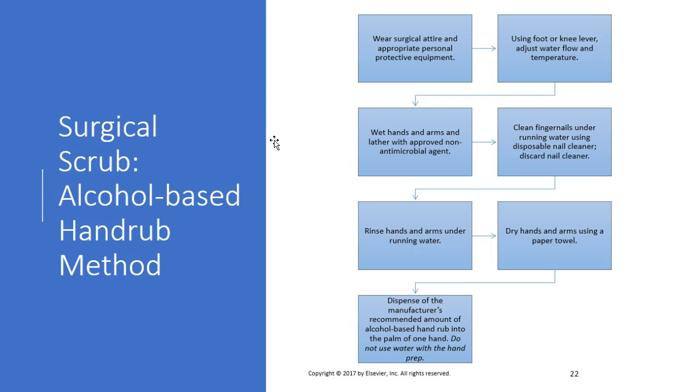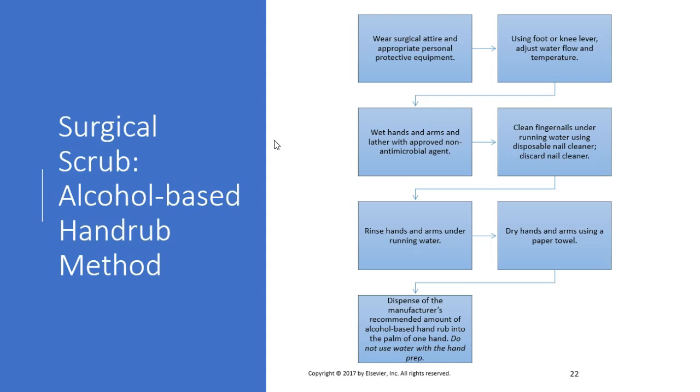All right, surgical scrub, alcohol-based hand rub method. So here, wear surgical attire and appropriate personal protective equipment. Use the foot or knee lever, adjust the water temperature, wet the hands and arms, lather with approved non-antimicrobial agent, clean the nails under running water, and discard the nail cleaner.